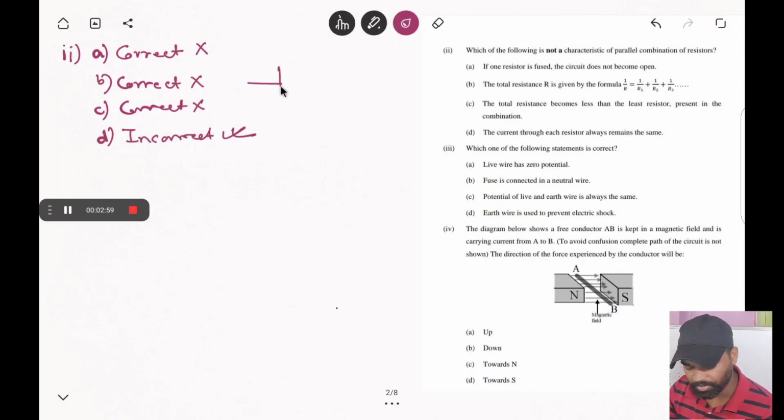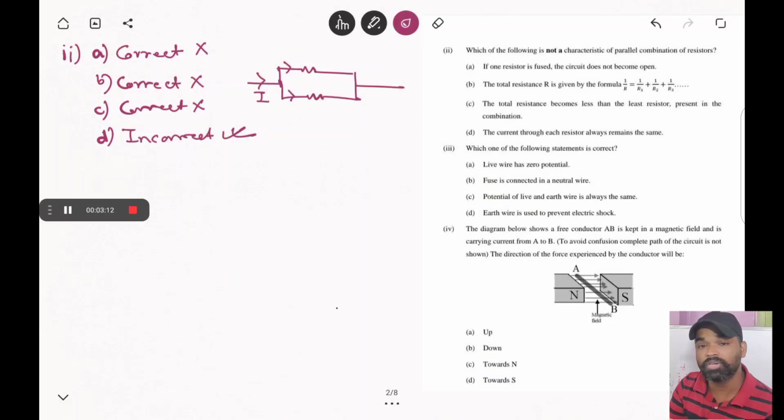See what happens over here. I'll take a parallel combination. Suppose this is current I. Then over here, the current at this place gets distributed into 2 parts, I1 and I2. And it's not that I1 and I2 will always be the same. It may be the same in certain cases, but always the same is not possible. So D is my incorrect statement, and that's my correct option.